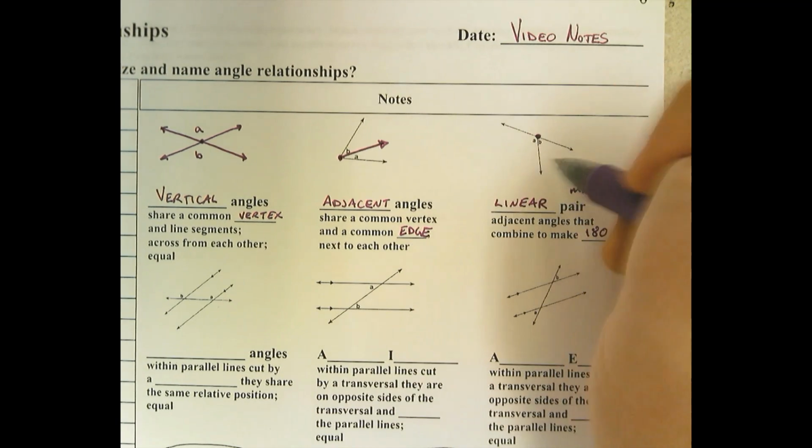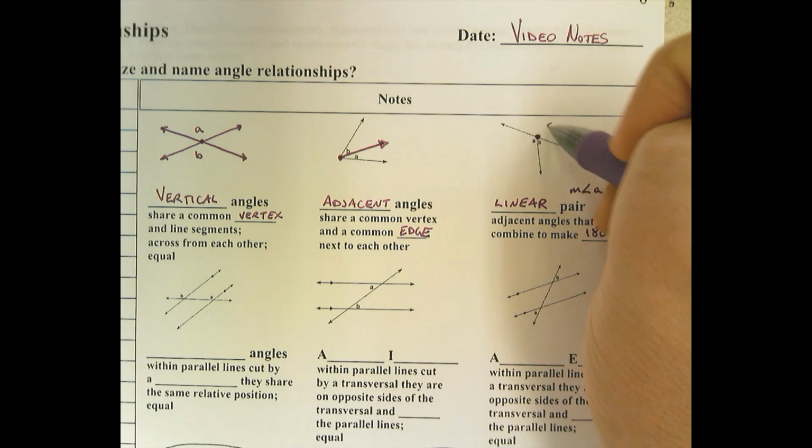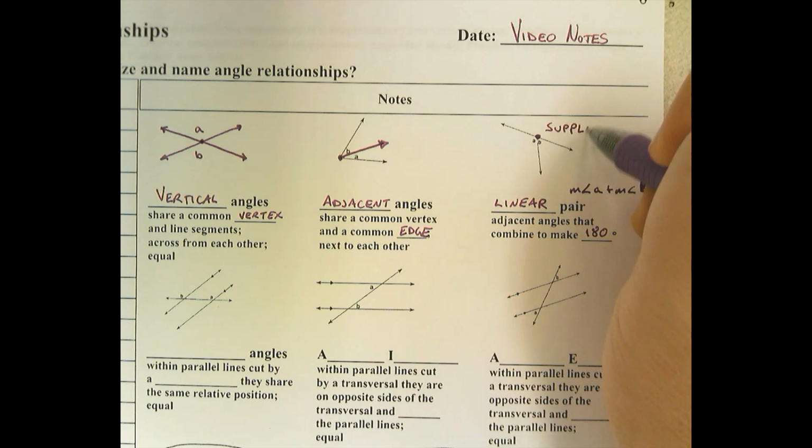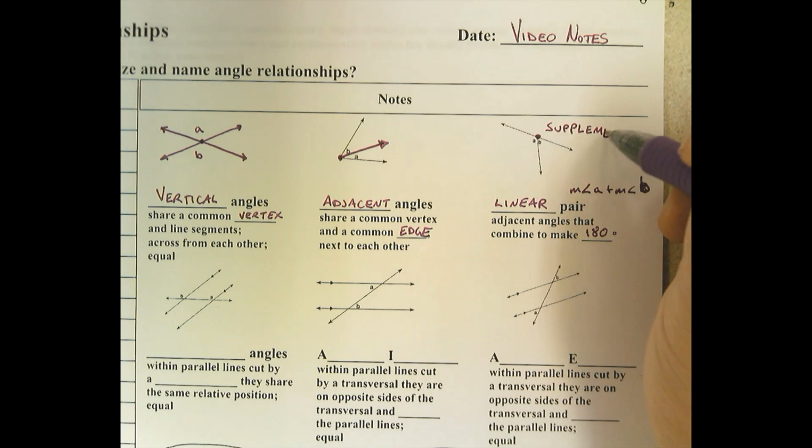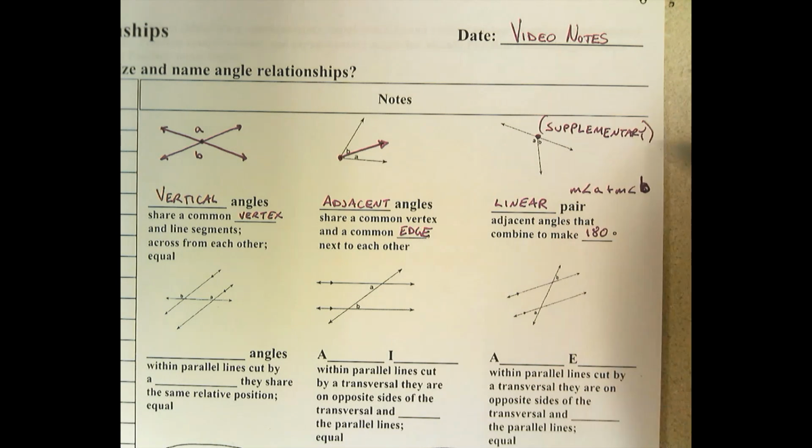A word that sometimes is thrown around in geometry for this type of relationship between two angles, if they add up to 180 degrees, then they are supplementary angles. So they don't have to be a linear pair to be supplementary, but all linear pairs are supplementary. Kind of like all squares are rectangles, but not all rectangles are squares.